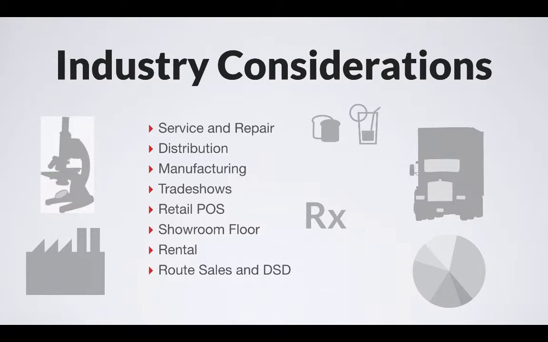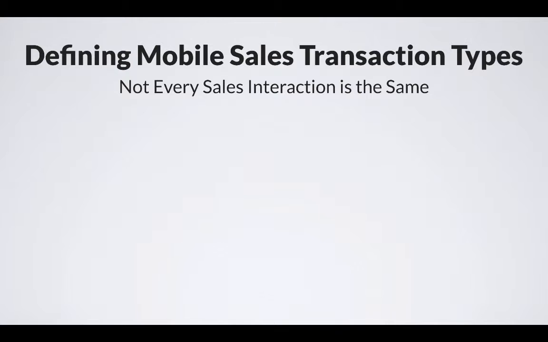So if you're a service and repair company, your needs are going to be different from retail point of sale. If you're a showroom floor, it's going to be different from a rental type organization. Or if you do route sales or direct store delivery, those needs might be different from if you're automating and you do a lot of selling at trade shows.